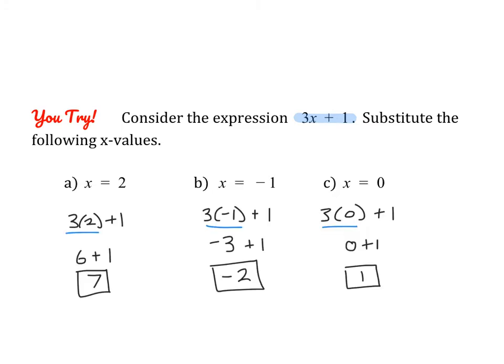All right, let's go ahead and check our work. Here you can see my 3 substitutions, x equals 2, x equals negative 1, and x equals 0. Here we end up with 6 plus 1, which is 7. Here we end up with negative 3 plus 1, which is negative 2. And last, we end up with 0 plus 1, which is 1.